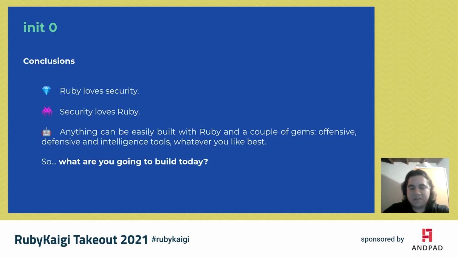My conclusions are pretty simple. Ruby loves security and security loves Ruby. There are lots of really nice projects on Ruby about security, really a lot of them, some smaller, some bigger, but I've seen a lot of things which made me love Ruby at first sight. Anything can be easily built with Ruby, especially in security. Think about offensive, defensive, intelligence, or whatever you like, based on this example I showed here, or based on something that you had a totally different idea. So what I want to see now is, what are you going to build today?